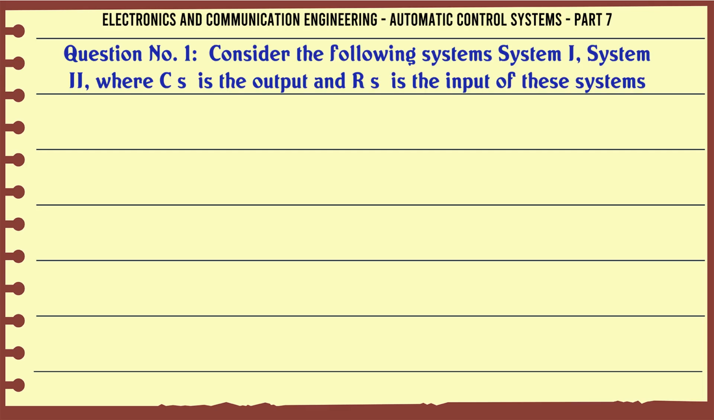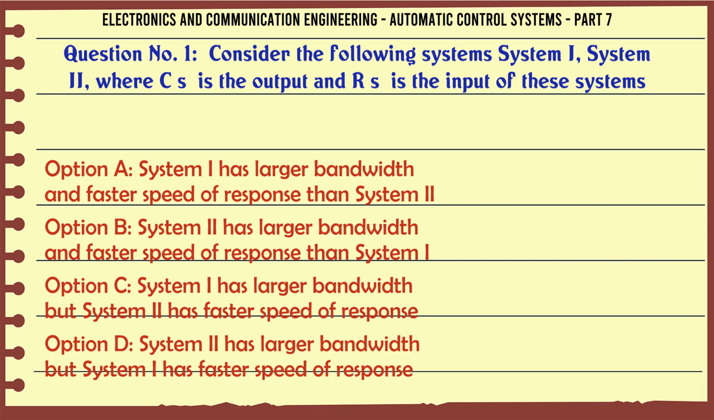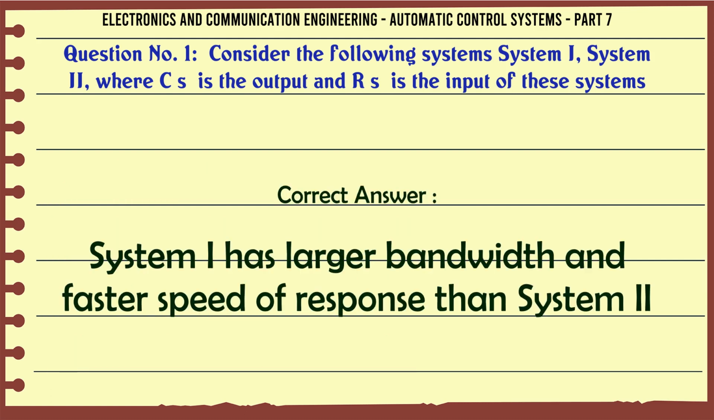Consider the following systems: System 1, System 2, where C(s) is the output and R(s) is the input of these systems. A: System 1 has larger bandwidth and faster speed of response than System 2. B: System 2 has larger bandwidth and faster speed of response than System 1. C: System 1 has larger bandwidth but System 2 has faster speed of response. D: System 2 has larger bandwidth but System 1 has faster speed of response. The correct answer is System 1 has larger bandwidth and faster speed of response than System 2.